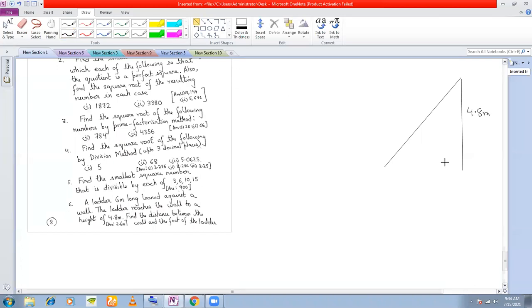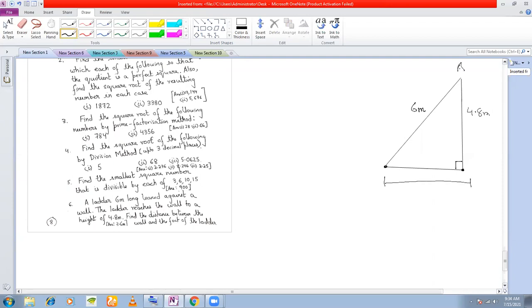This is your ground level here, and this has to be perpendicular. This is 90 degrees. So the ladder reaches a height of 4.8 meters. And what is the length of the ladder? 6 meters. The question is find the distance between the wall and the foot of the ladder. This is the wall and this is the foot of the ladder. You have to find out this length.